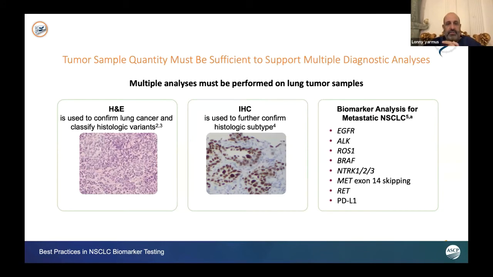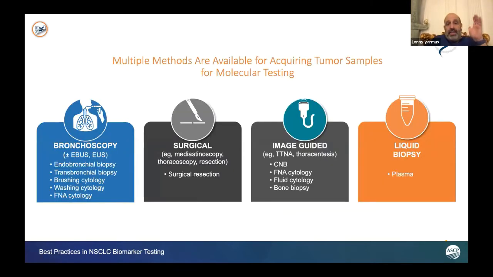So there's the H&E to confirm the cancer. Now there's standardized IHCs to look at things like PD-L1, and then biomarker analyses for targeted therapies. In order to achieve these specimens, there have been significant advances in the field. Hopefully, most of you are familiar with bronchoscopy, a scope through the airway. The big innovation here is endobronchial ultrasound, which is, if you're not familiar, I'll show some slides, but just a scope with an ultrasound at the tip that allows us wide access to the mediastinum and hilum with direct visualization and sampling.